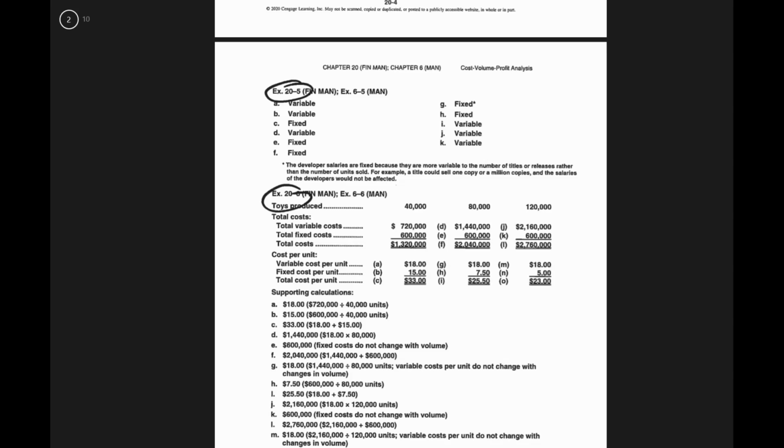Child Play manufactures electronic toys with a relevant range of 20 to 150,000 toys per year. Within this range, the following partially completed manufacturing cost schedule has been prepared. All right, so let's look at this. They give you the first little bit there: 40,000 units, variable 720, total fixed. So total cost is 1.32 million. So for the variable cost per unit, we take the 720,000 divided by the 40,000, and we'll get 18.